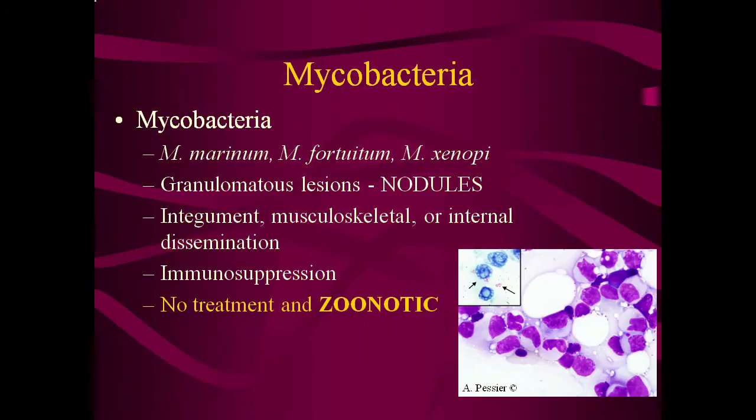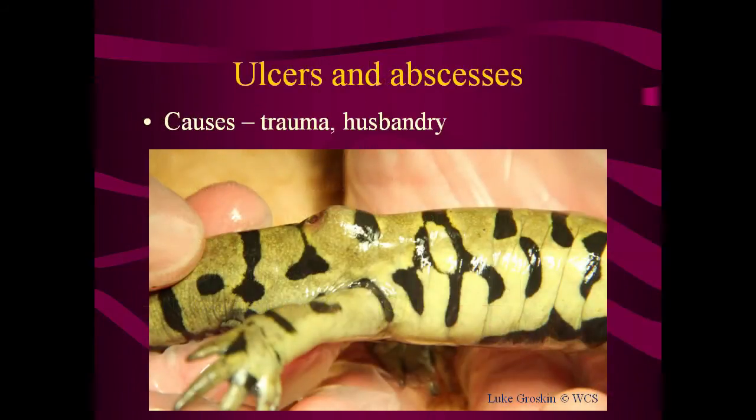It tends to cause cutaneous nodules in people, often called fish handler's disease, and is difficult to treat, so gloves should always be worn when handling amphibians. Ulcers and abscesses are fairly common. They often result from trauma, which can be from cage-mate aggression or due to environmental factors such as inappropriate substrate or rubbing or banging against the cage walls.